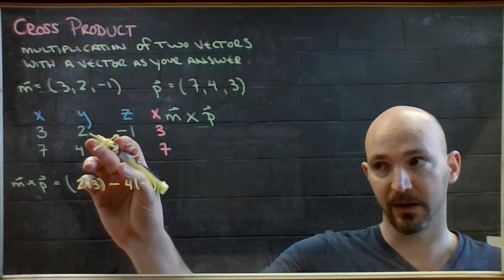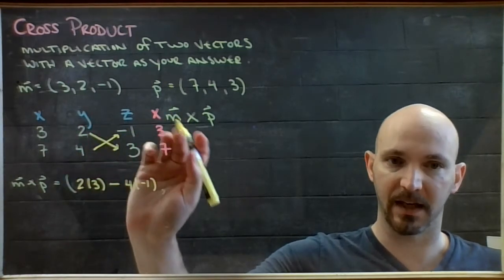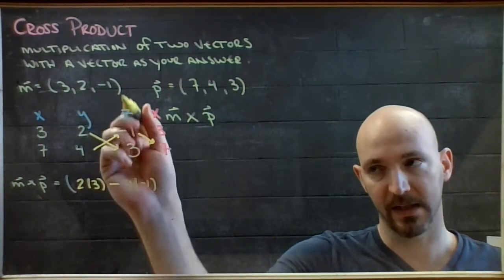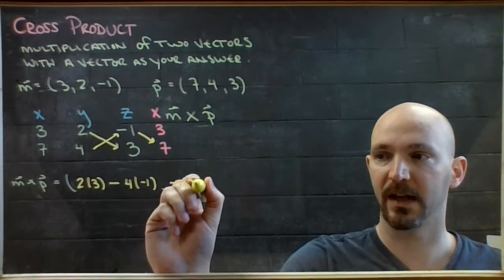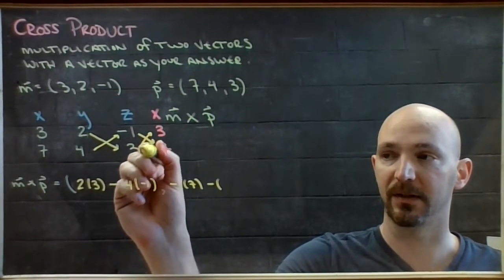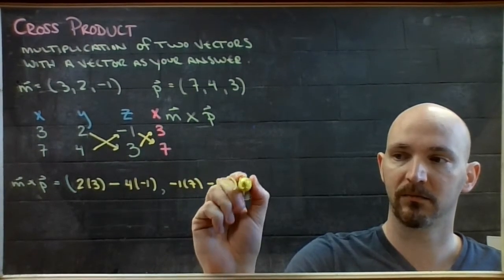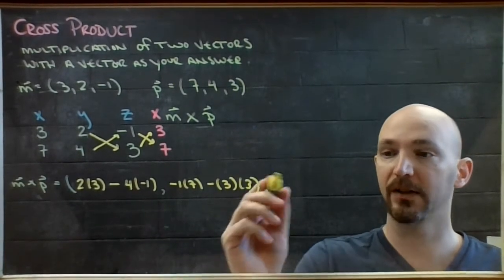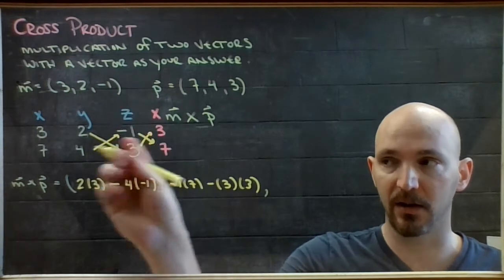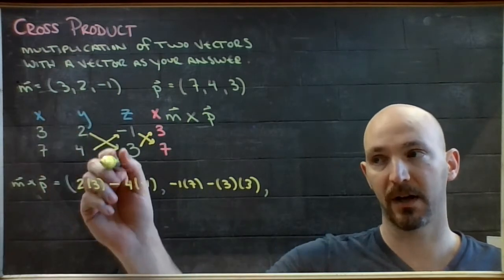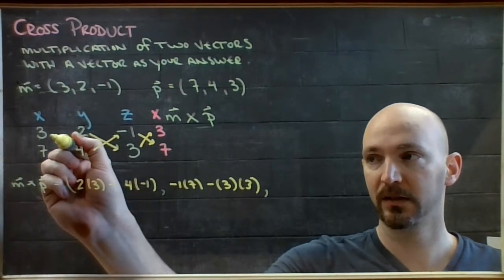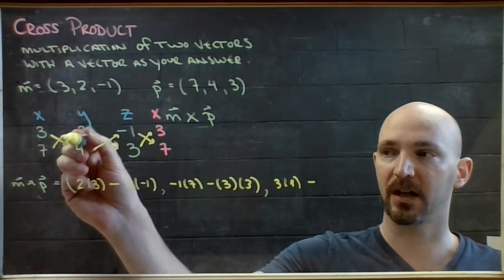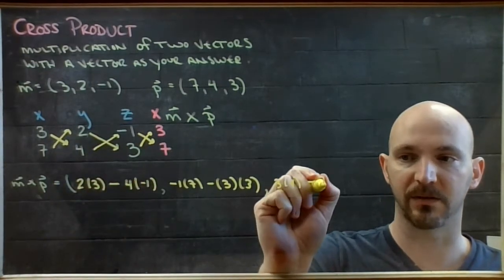To get my y values, I'm going to ignore this column. This is why I copied the x, so that I didn't have to wrap around. I take this z times this x, so -1 times 7, and subtract this one times this one, 3 times 3. And to get my z coordinates, I ignore the z column and use only the x and y. Top to bottom, left to right, 3 times 4. Subtract, bottom to top, left to right, 7 times 2.